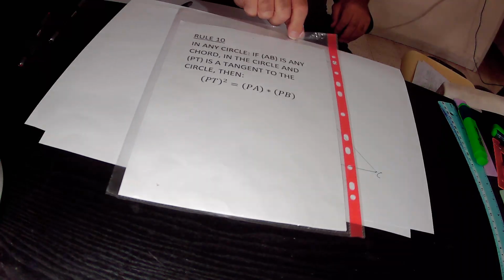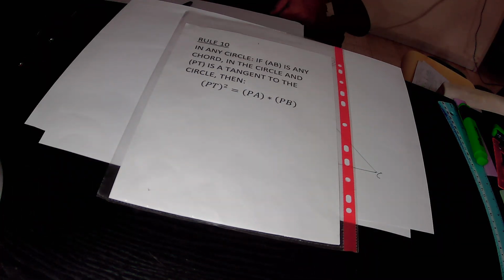According to the tangent-secant theorem, in any circle, if AB is any chord in the circle and PT is a tangent to the circle, then the following equation is true: PT squared equals PA times PB. Again, PT squared equals PA times PB.